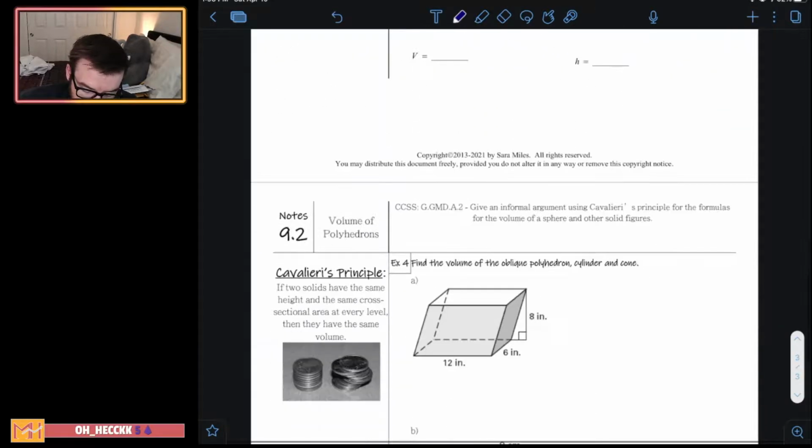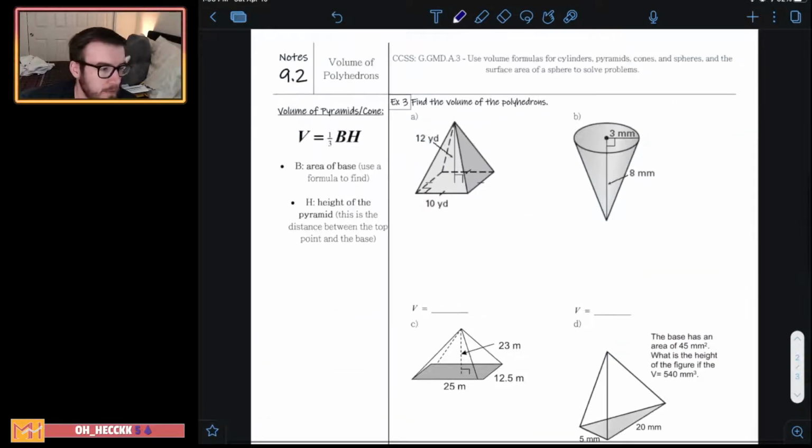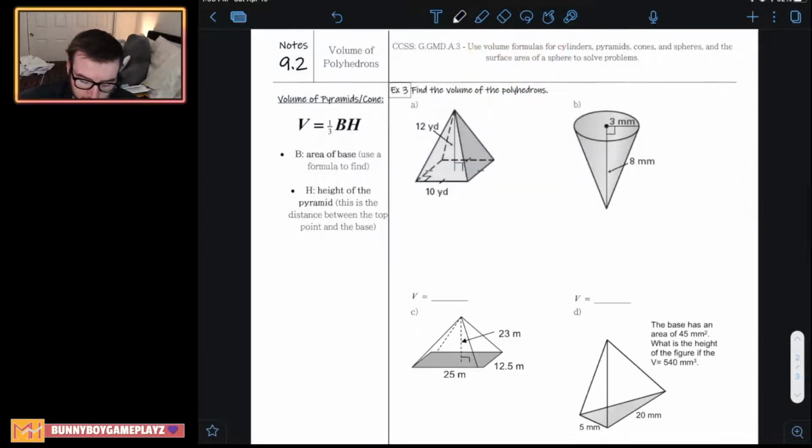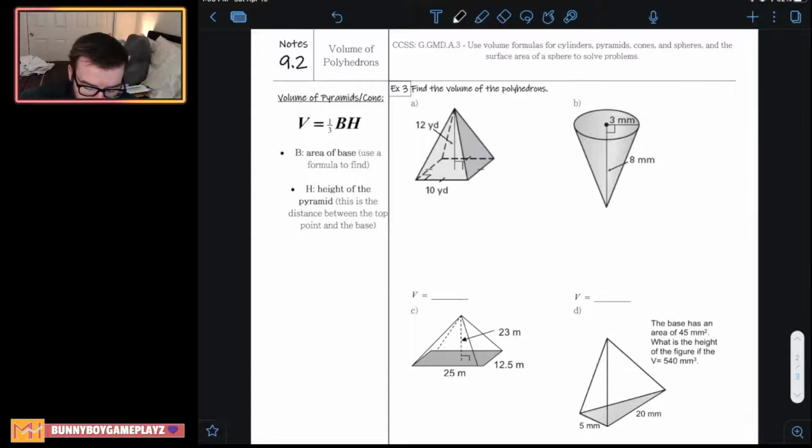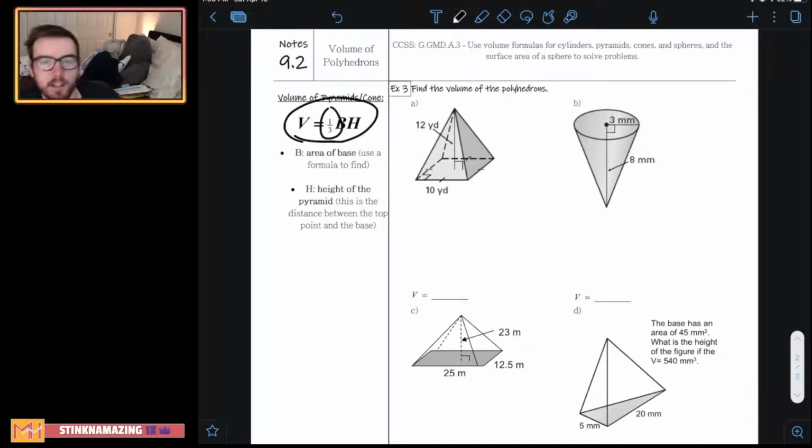Let's do some more solving here, except with pyramids and cones. We're at 12:15. We got this. So, volume of pyramids and cones. It's the exact same formula, except we only want a third. We're going to divide our answer by 3.